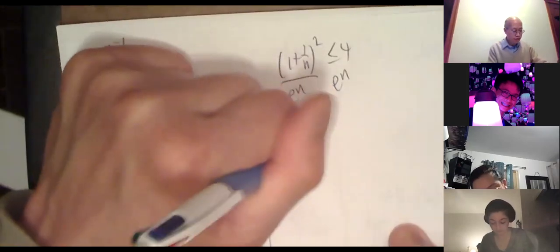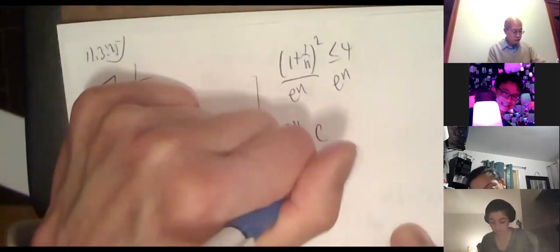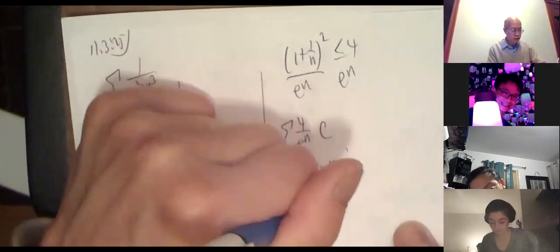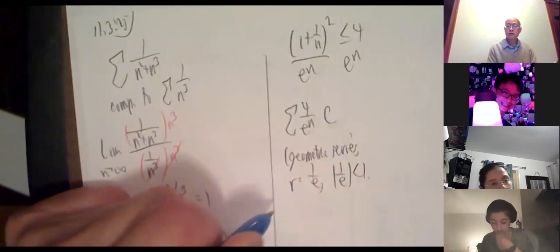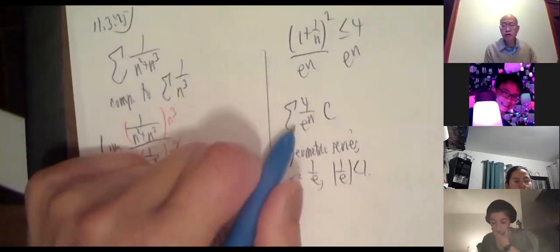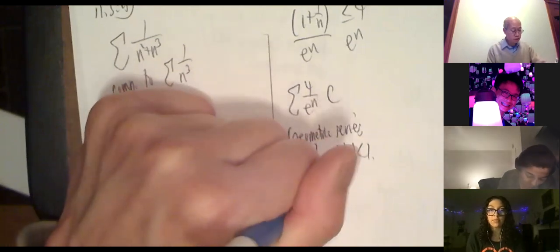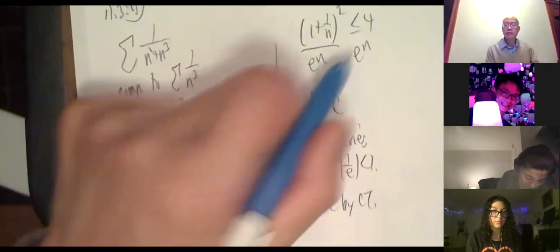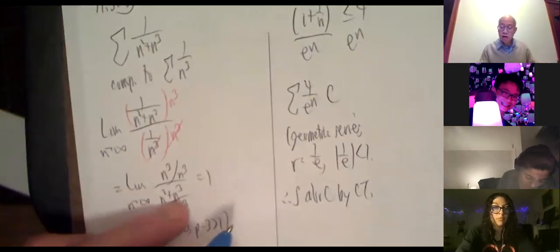Summation 4 over e to the n converges because it's a geometric series. Common ratio is 1 over e, and 1 over e in absolute value is less than 1. This series is 4 over e squared, 4 over e cubed. You keep multiplying by 1 over e. 1 over 2.7, that's less than 1. So therefore, the original series also converges by the comparison test. The bigger series converges, so the smaller series converges, and you have only positive terms here.